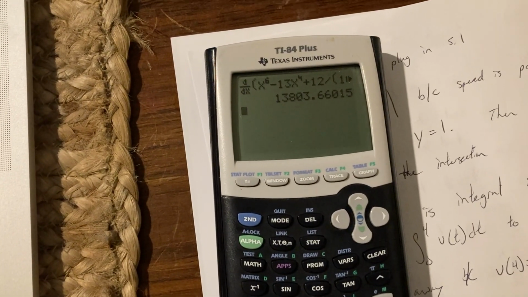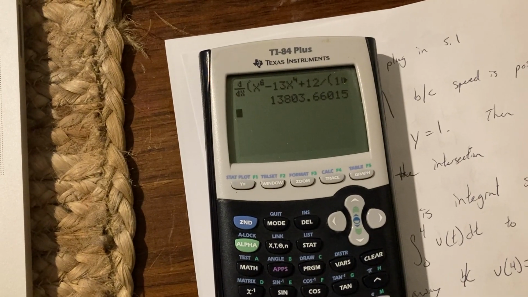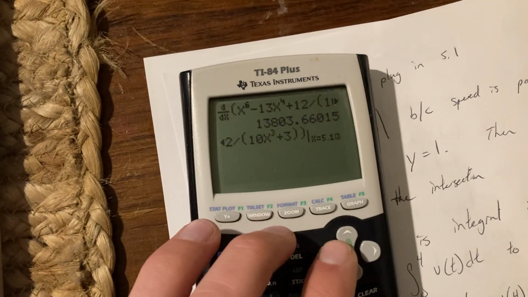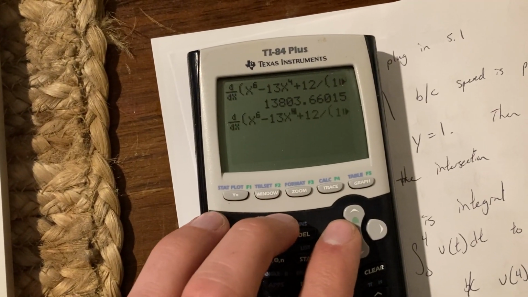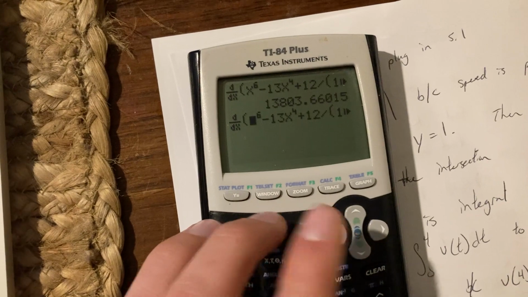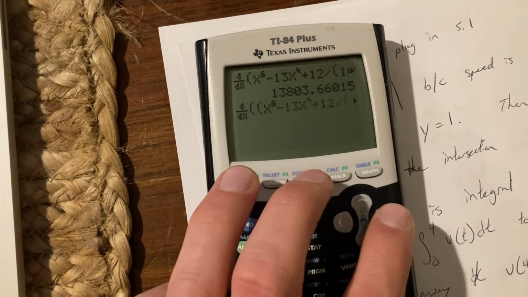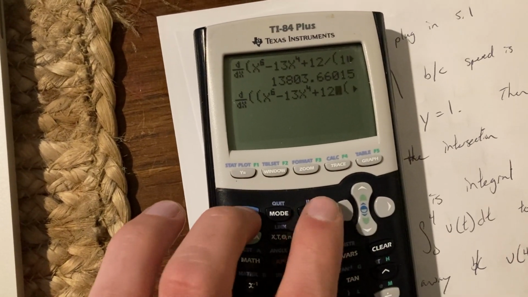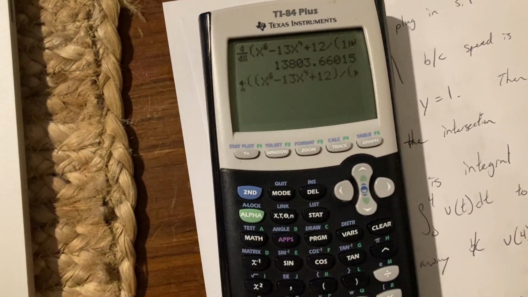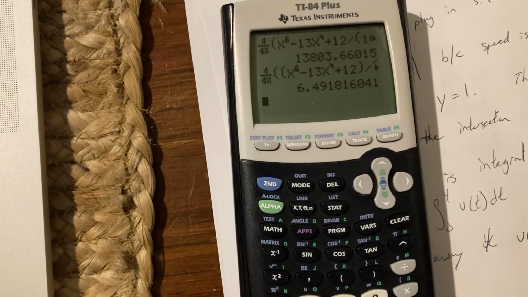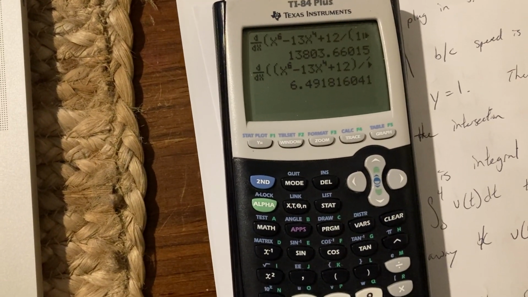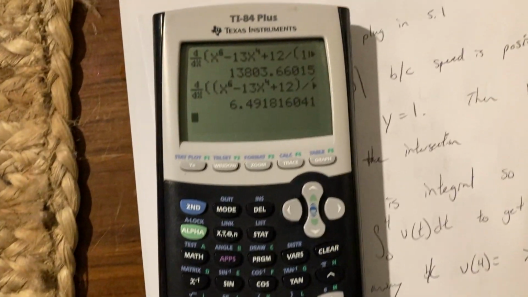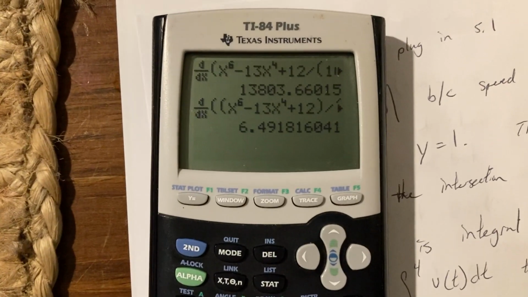That doesn't seem right. Oh, yep, that's because I didn't close that parentheses. Whoops. Let's try this again. Okay, insert a parentheses. Now we're going to insert a parentheses right there. And that looks a lot better. 6.49. Yeah, that's right. All right, there we go. Get the parentheses right.